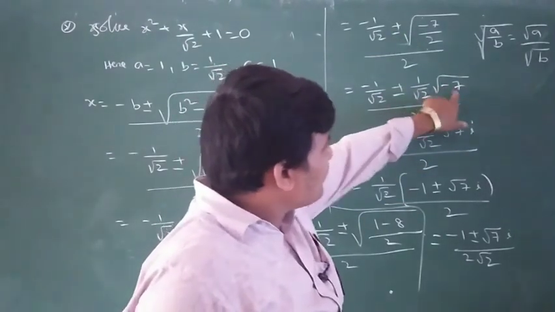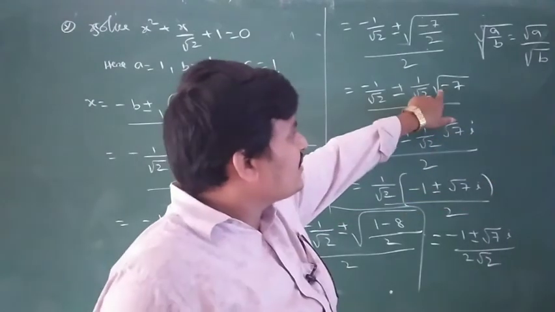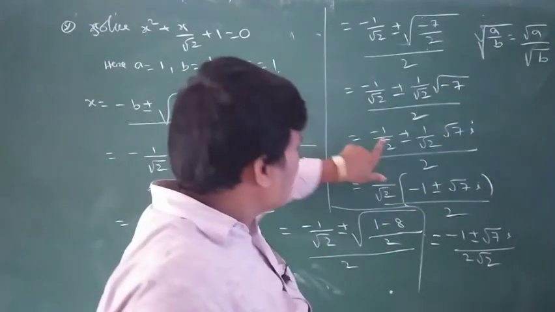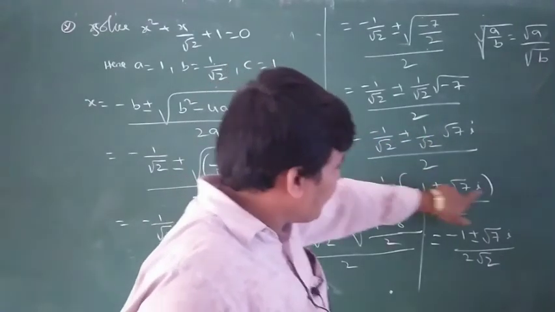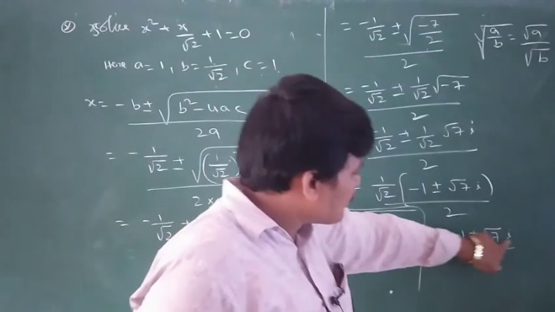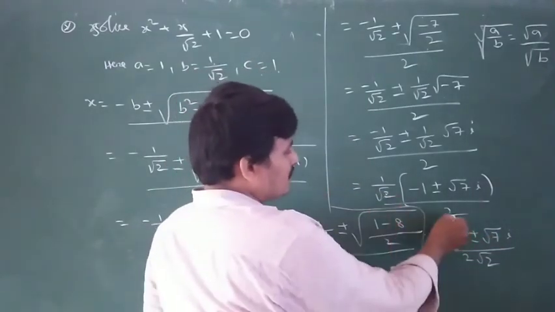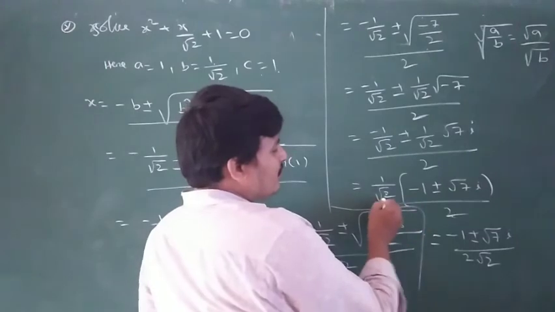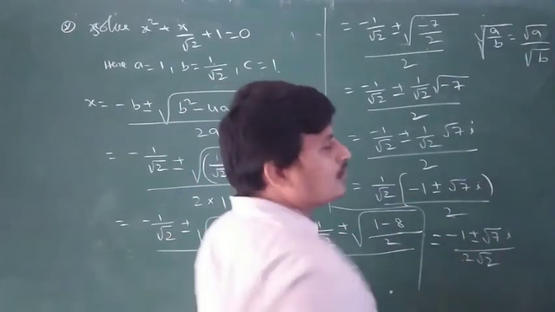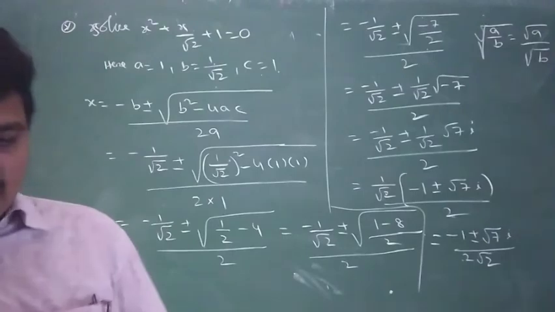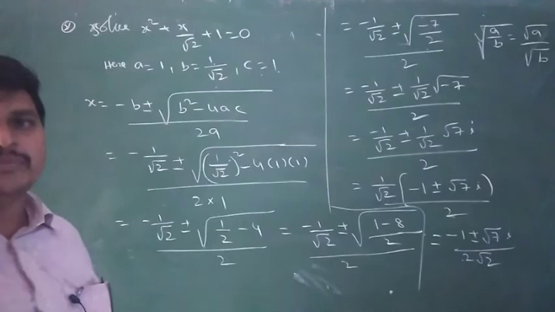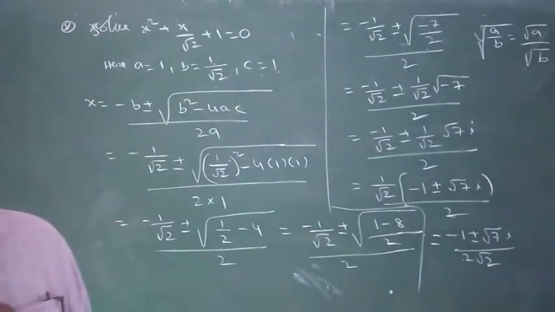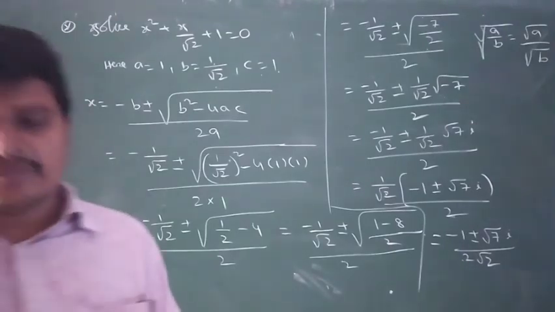So root of minus 7 is equal to root 7i, because i is equal to root of minus 1. So 1 by root 2 common: minus 1 plus or minus root 7i by root 2 in the denominator, that is 2 root 2. This is it, 100% complete the complex number chapter. Okay, tomorrow I will start the next chapter. Okay, thank you.